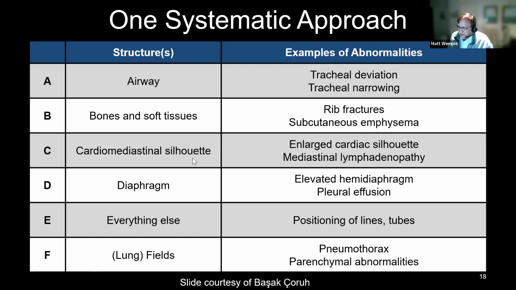You want to look at the cardiomediastinal silhouette and whether or not it looks bigger or smaller. And remember, comparing apples to apples, so AP films to AP films, versus not making too big of an assumption with the AP versus PA. Sometimes mediastinal lymphadenopathy will affect that. Then the position of the diaphragm and what the diaphragms look like, and everything else. So that's positioning of lines and tubes, and then the lung fields themselves. And so what the parenchyma looks like, if there's any pneumothorax, etc.